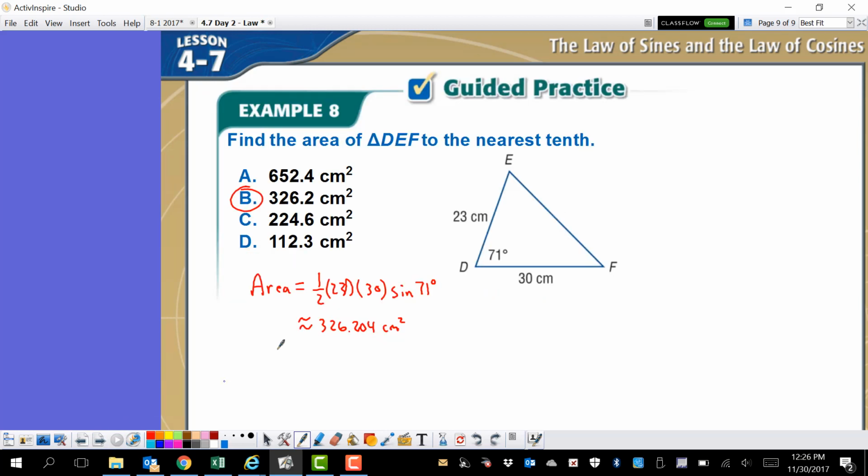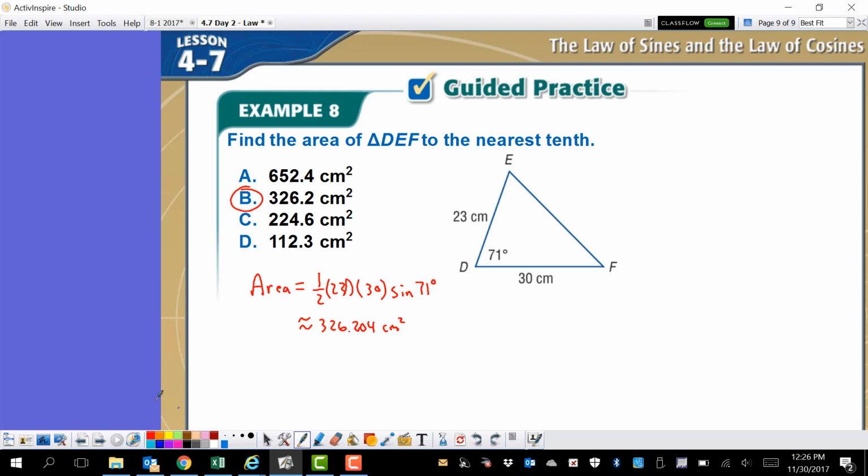Let's look at one more. So here's another example using that area formula we just wrote down. So we're going to take 1/2 times 23 times 30 times the sine of the angle in between, which is 71. Plug that in the calculator, press enter, 326.2 centimeters squared. Y'all, that's it.